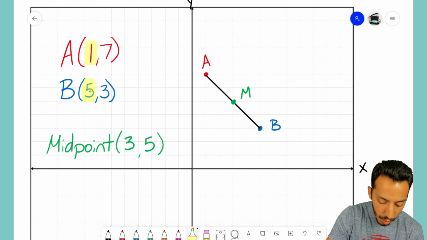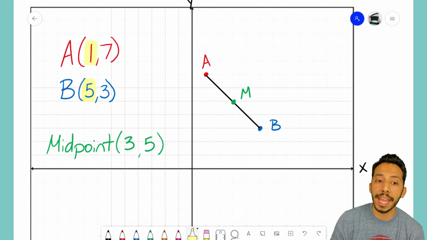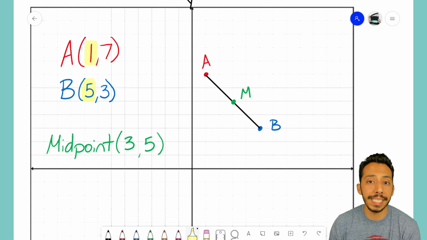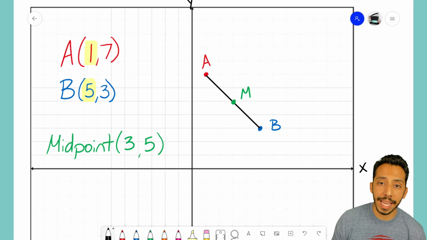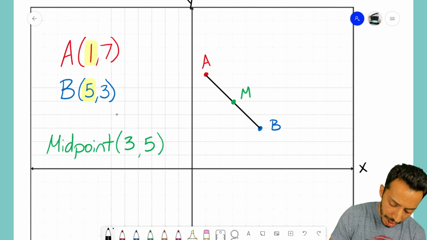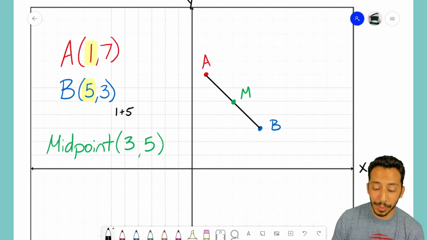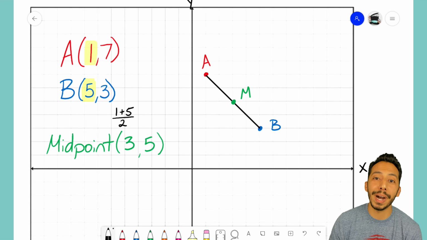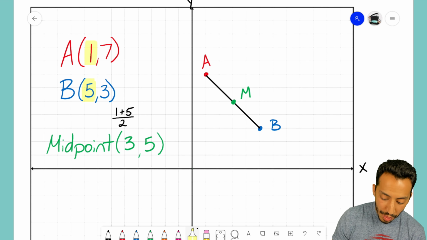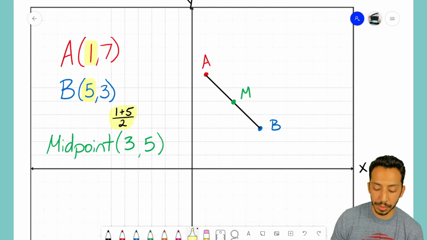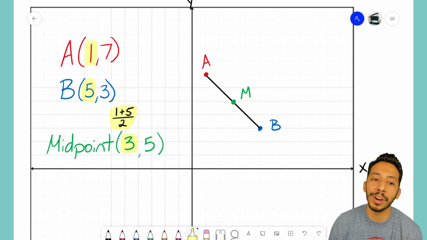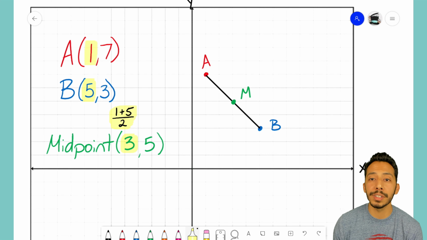Let's focus on our X coordinates for A and B. The A was 1, the B is 5. What we want to do is take 1 and 5 and add them together. So I'm going to take 1 and add 5. What does 1 plus 5 make? 1 plus 5 makes 6. The last step we have to do is divide it by 2. If I take the 1 and the 5 and divide by 2, I end up with the X coordinate of our midpoint. That right there is the shortcut. Just take the X values, add them together, divide by 2, and you get your X coordinate for the midpoint.